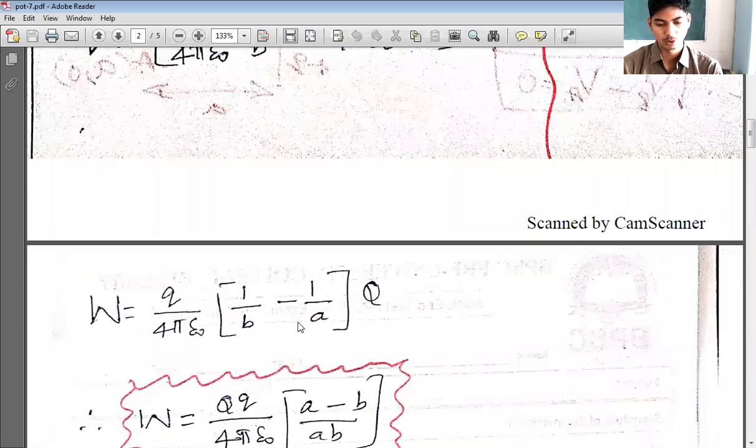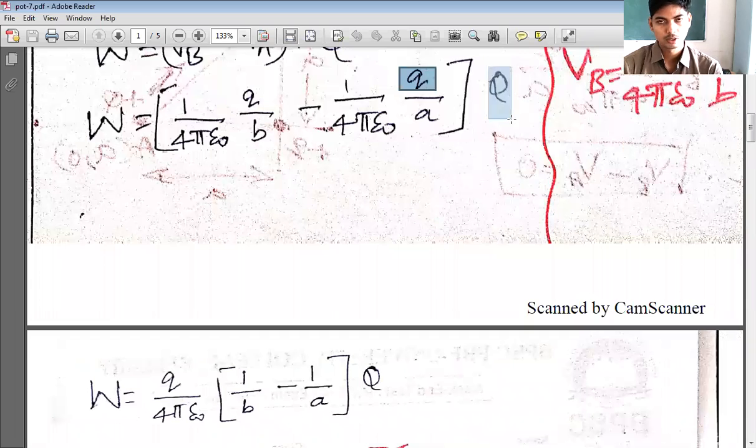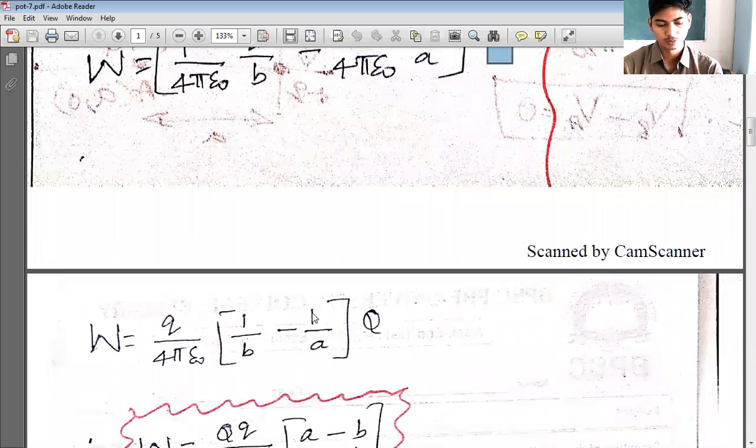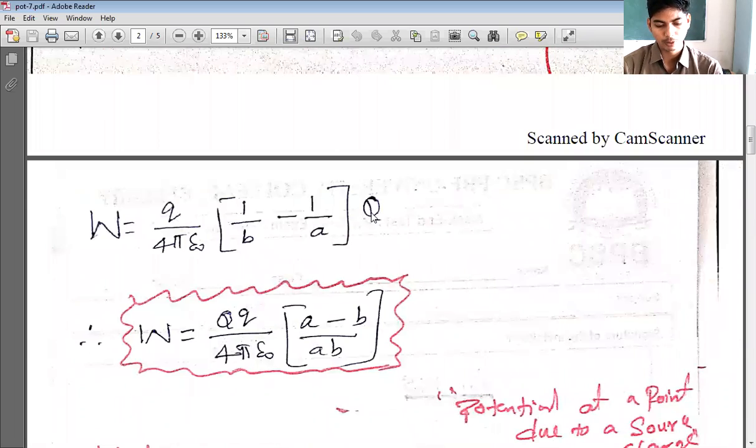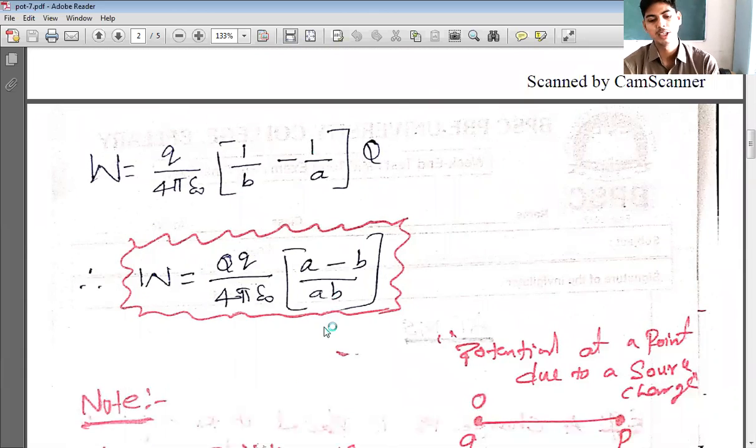1 by b minus 1 by a, into the charge that has to be multiplied, capital Q. So q into capital Q divided by 4 pi epsilon naught. If we take the LCM, it becomes ab. This a is to be cross multiplied here, b is to be cross multiplied here. So a minus b divided by a into b.